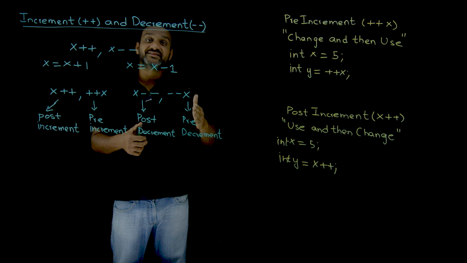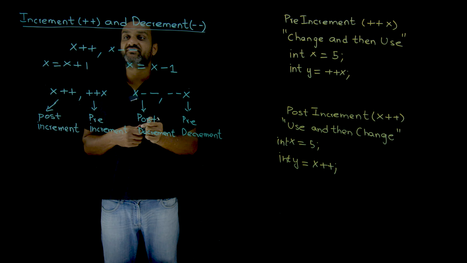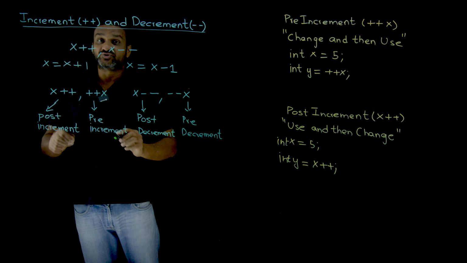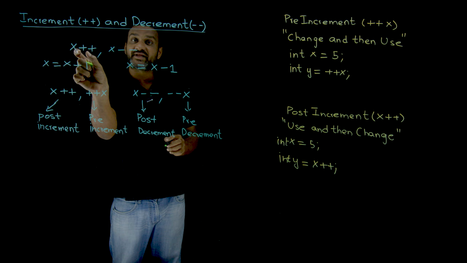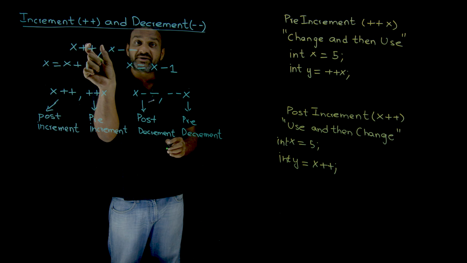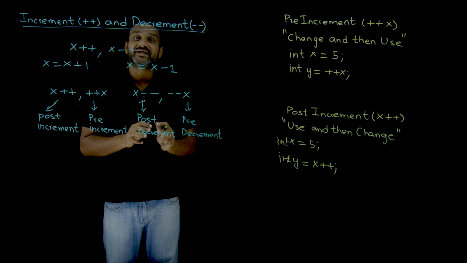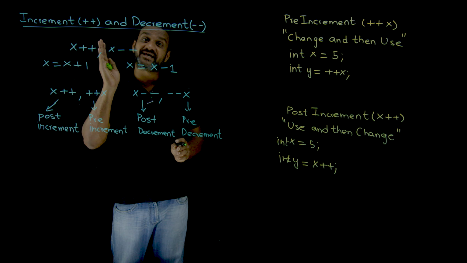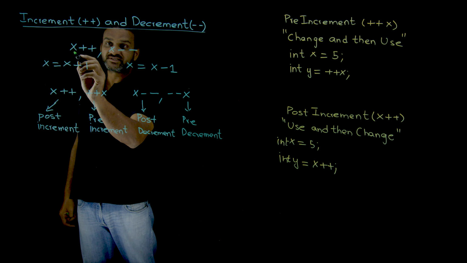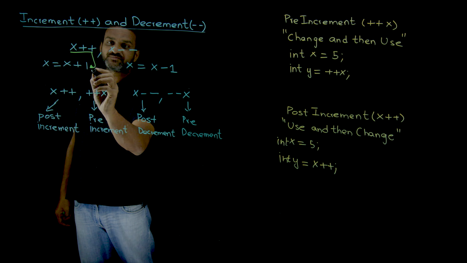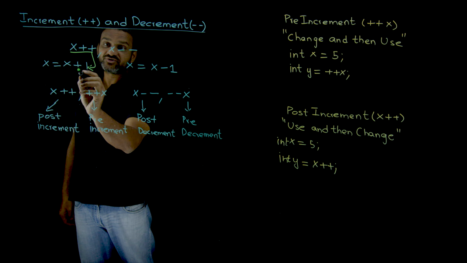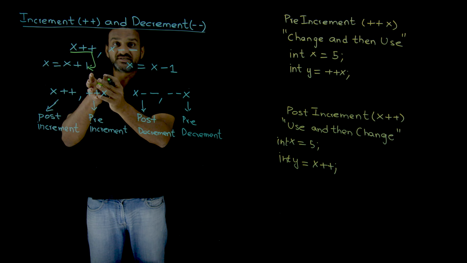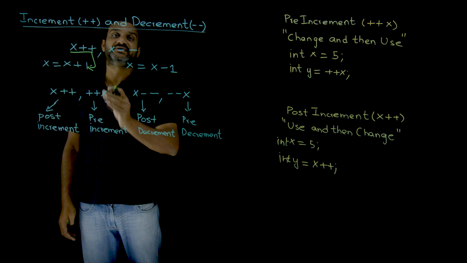What exactly are these operators? These operators are used along with variables. Whenever the increment operator, plus plus, is used along with a variable, it is very simple: the value of x will get changed by 1. This is the shorthand method for the expression x = x + 1. This is the enhanced version of x++.